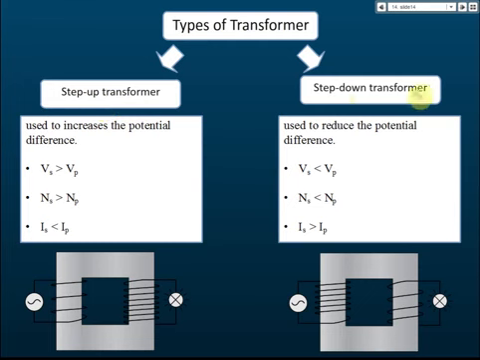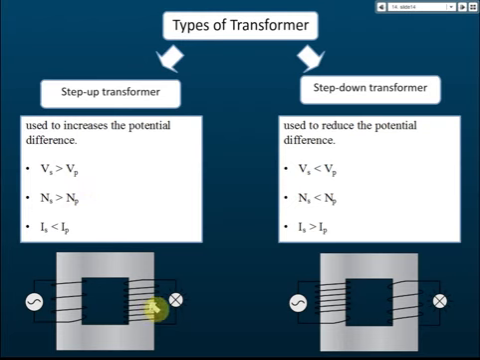And then we have step-down transformer. This is to reduce the potential difference. Now for step-up transformer, the number of secondary coil must be more than the number of primary coil, because this depends on the ratio. If you want to increase the voltage, then the number of secondary coil must be more than the number of primary coil. Because it's a step-up transformer, the voltage of the secondary circuit must be higher than the voltage of the primary circuit.